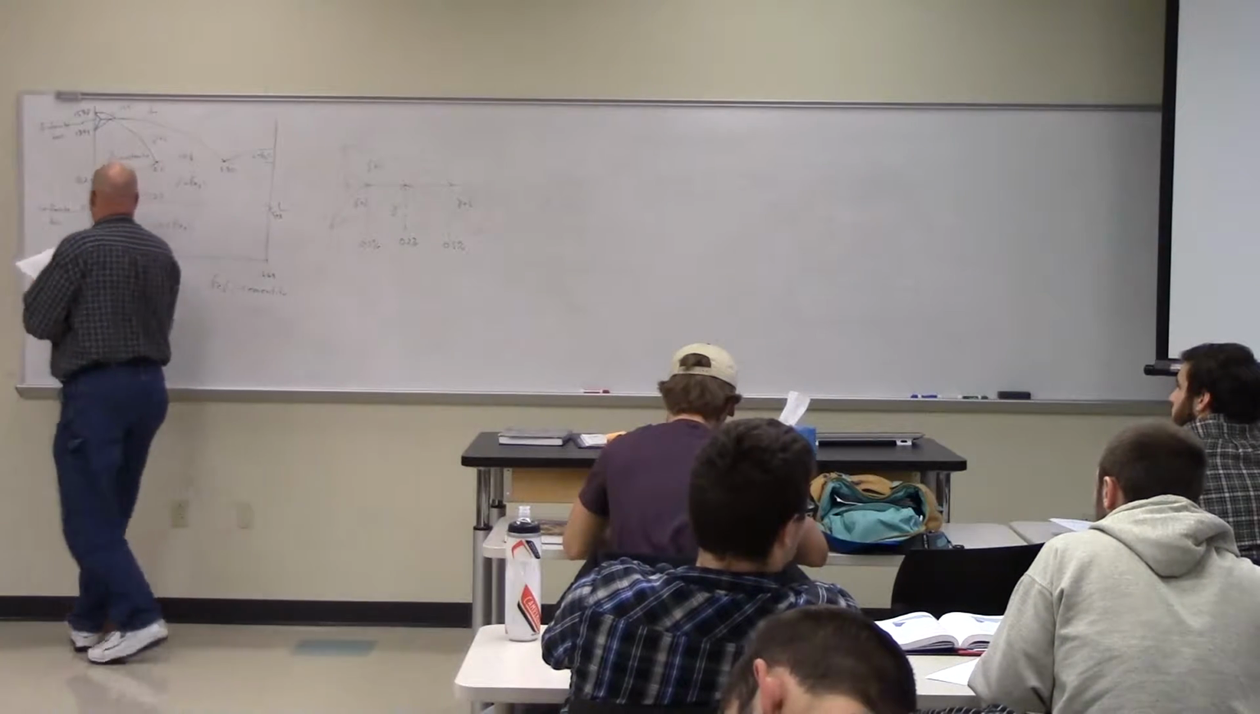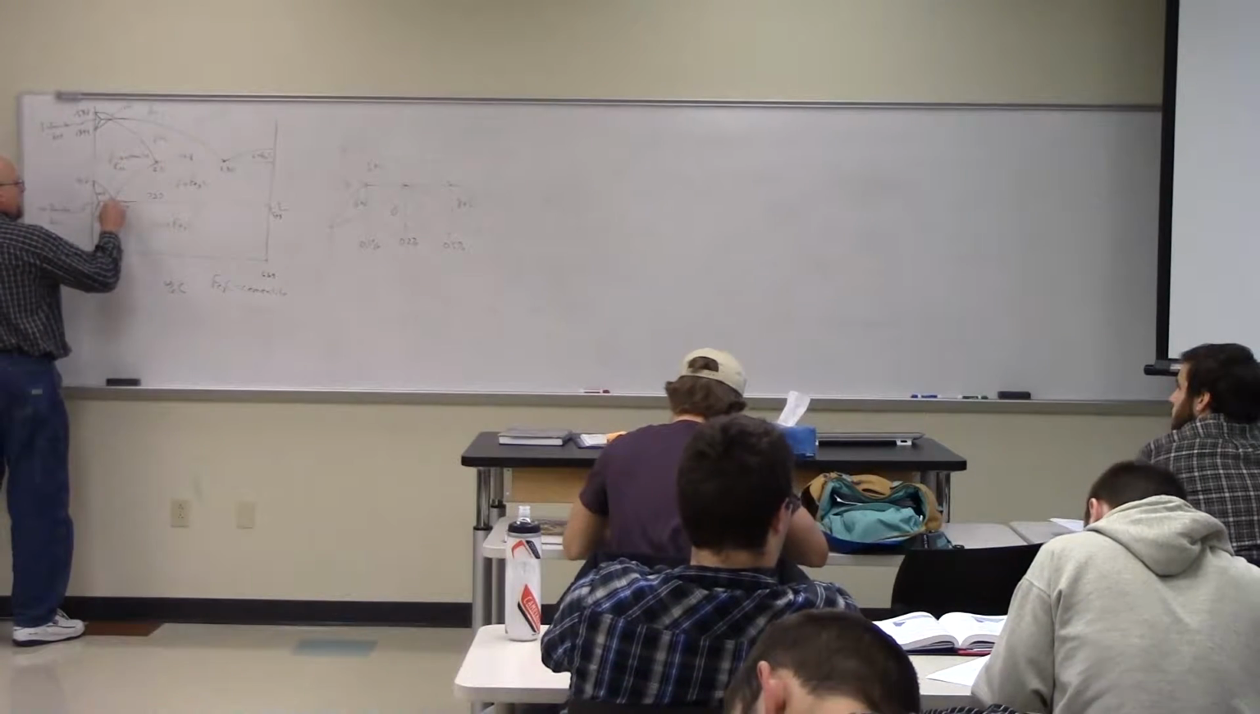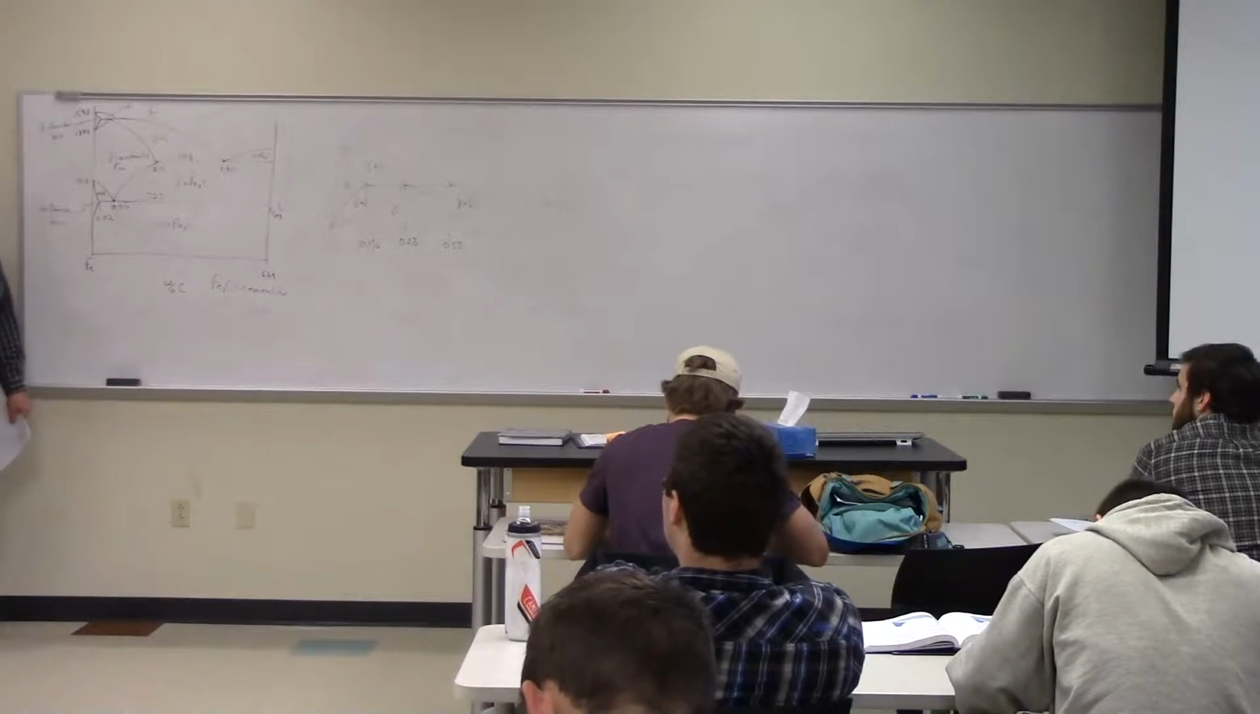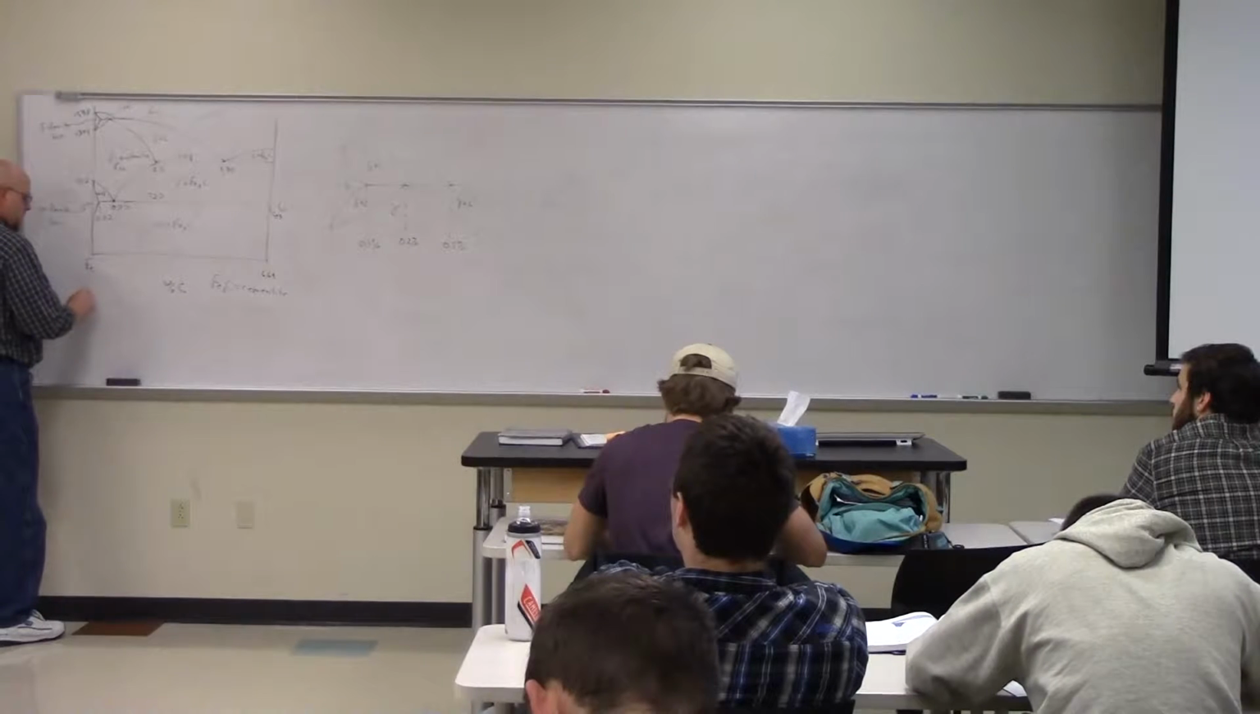So, we have a couple of interesting points on here. This point right here, the 0.77 weight percent carbon, that we call the eutectoid.